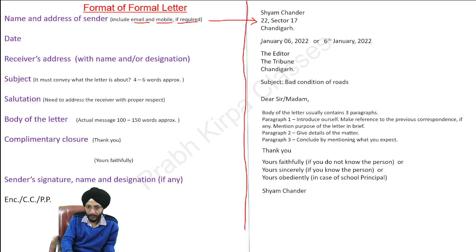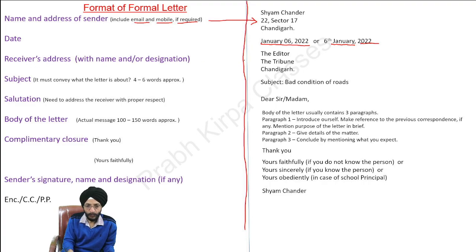The format of the date should be in this way. First should be written month, followed by date, comma, then year. Or you may start with date, third, fourth, fifth, sixth, in this way, and followed by month and then year. Then after that, we have to leave some space. If we are writing letter by hand in the examination, we may have to leave one line.